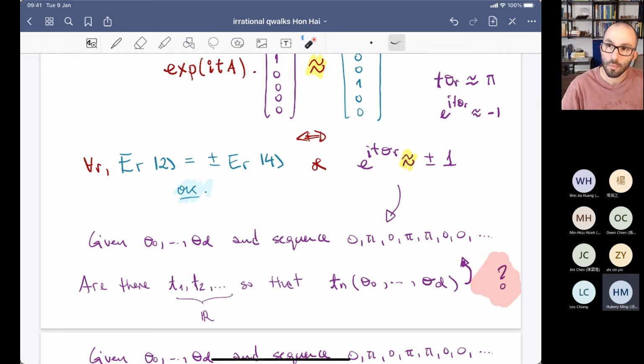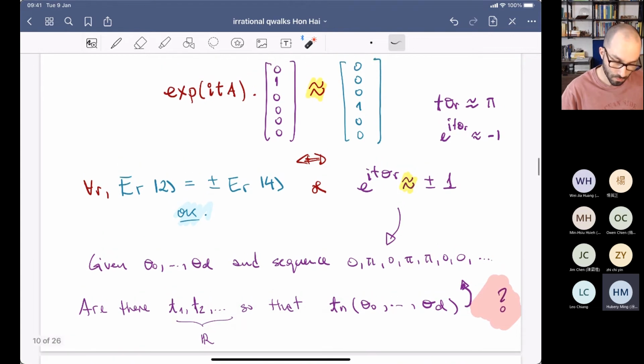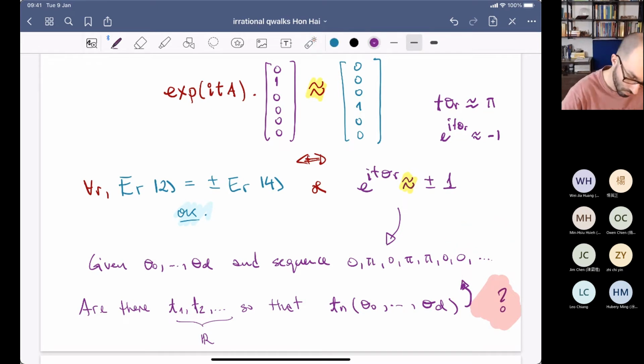So why do you need the time to be large? If you need the value to be 1, your t times theta can be a multiple of 2 pi? Sure. What I mean is this is mod 2 pi, sorry. That's what I mean. This is all mod 2 pi. Should have probably written that here. Okay. Then why is it necessary for t to be large?